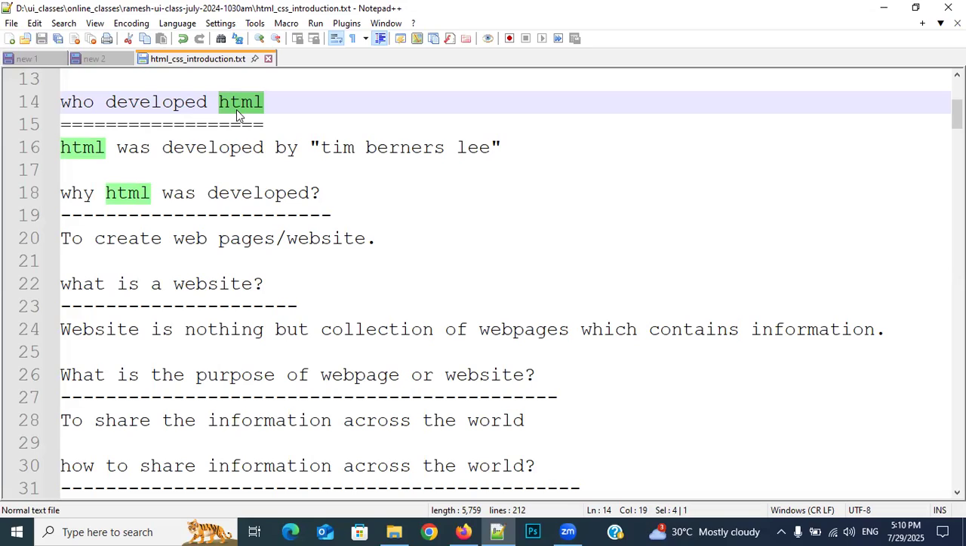Then what is a website? A website is nothing but a collection of web pages which contain information. We cannot display the entire information in a single page. If you display the entire information in a single page, users will feel very uncomfortable. That's why we need to divide it into multiple pages, but all are related to one particular application only. So we need to divide our application into multiple pages. Right. So this is a website.